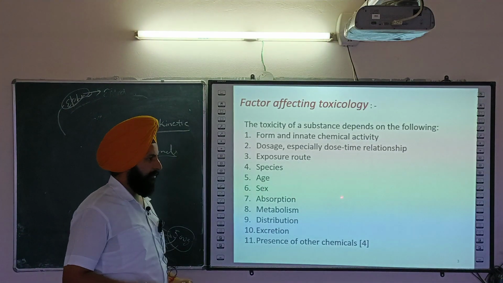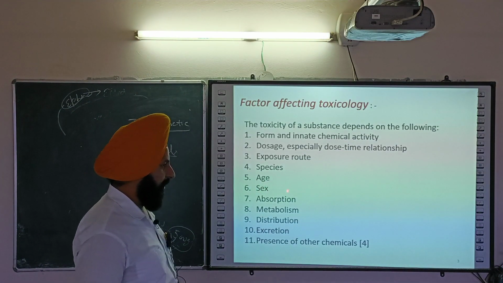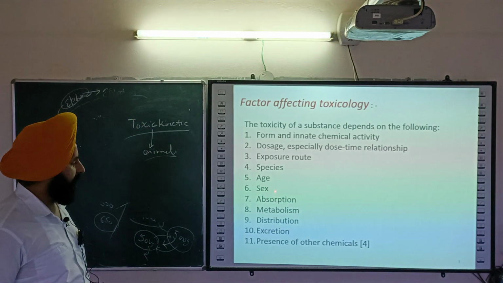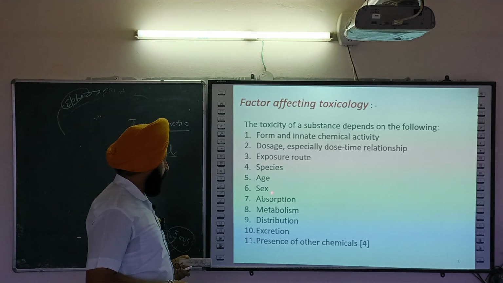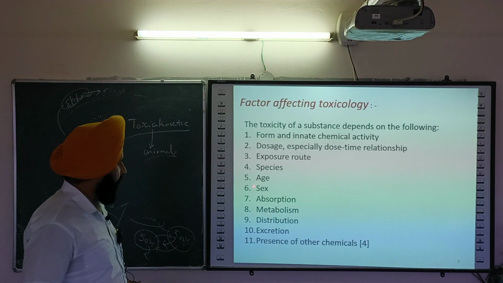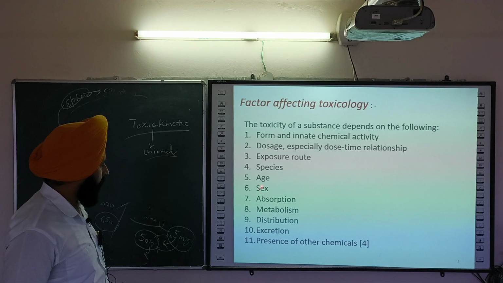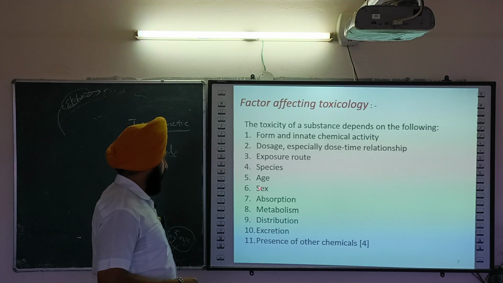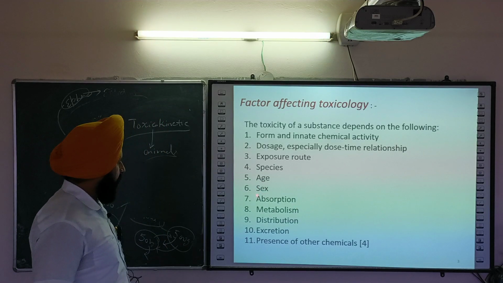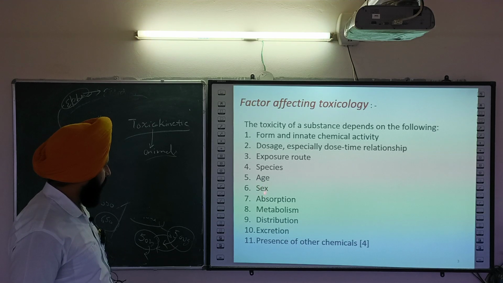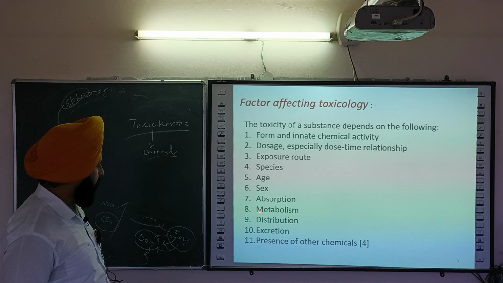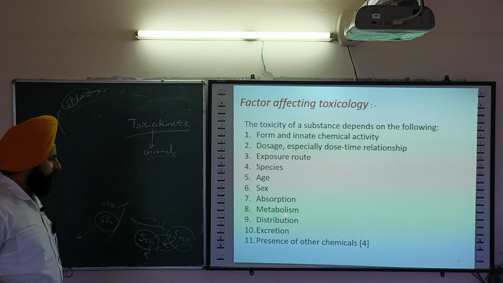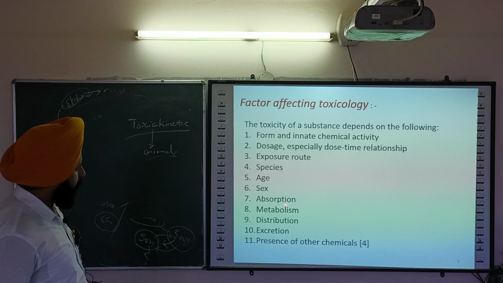Another is sex, that means the effect varies in male as well as female. One drug can be safe for the male and the same dose can be lethal or toxic for the female. This can depend upon the enzymatic activity in the body, the total body volume, and the BMI, body mass index. Another, these four factors are very important for pharmacokinetic and toxicokinetic activity, like absorption.